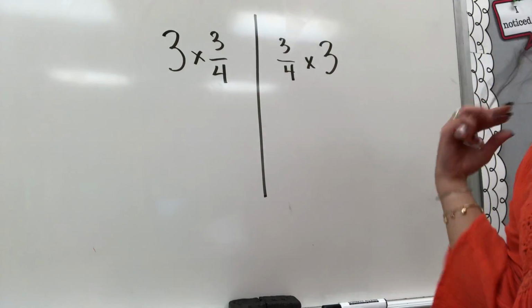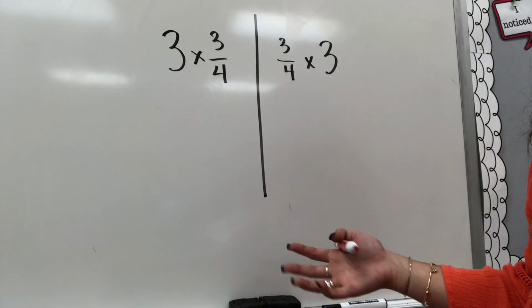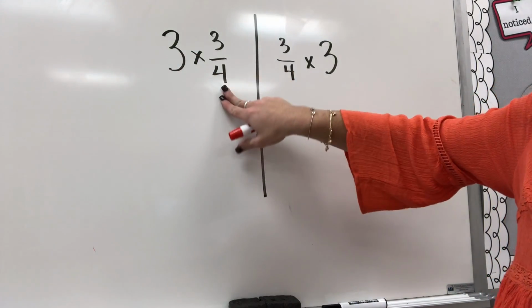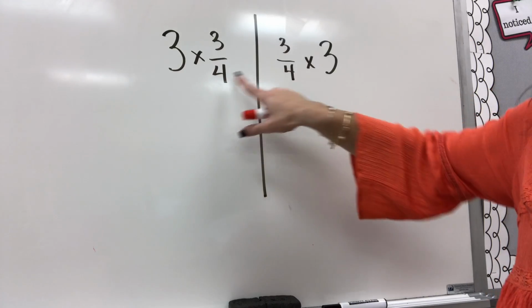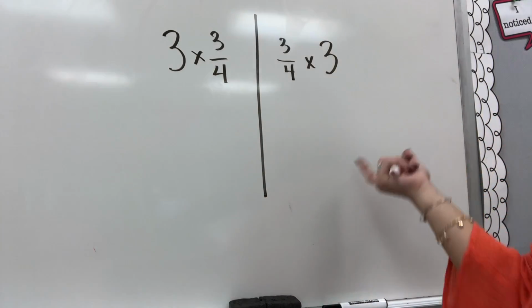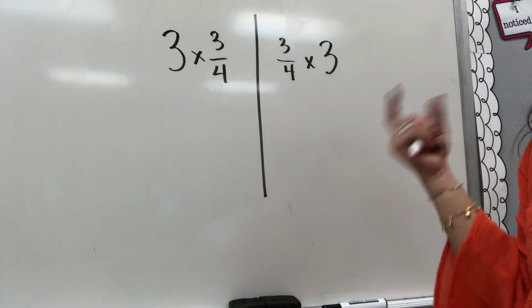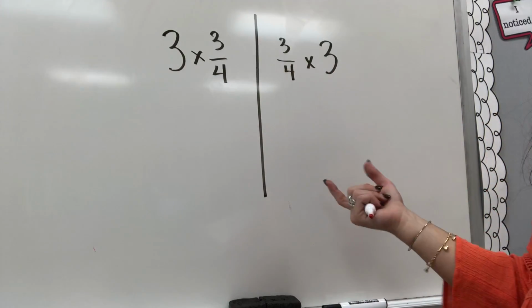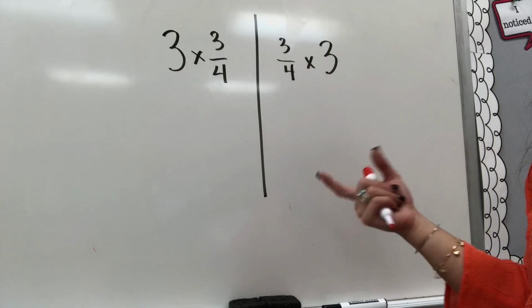In this video, we are going to talk about how to model fraction multiplication when you have a whole number and a fraction. Now you'll notice that these are actually the same problem as far as them giving you the answer of 9/4. Because of the commutative property, it doesn't matter the order in which you multiply. However, the reason it matters is because of the way the models look.